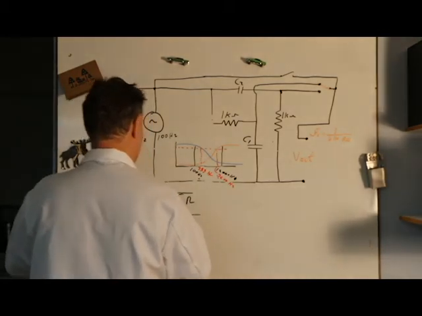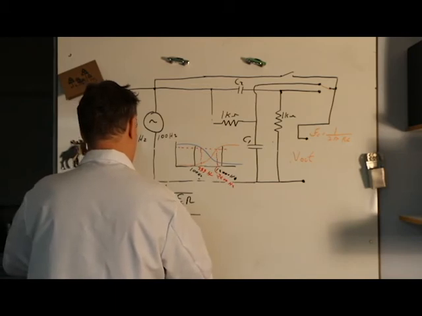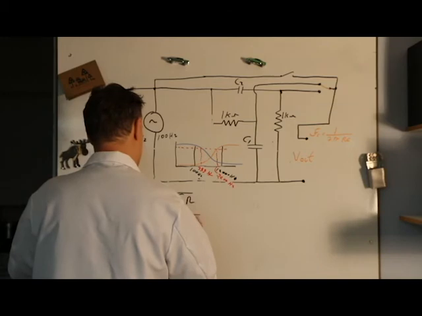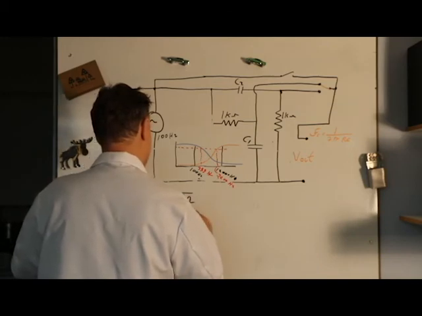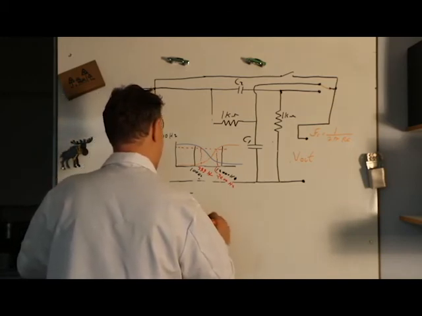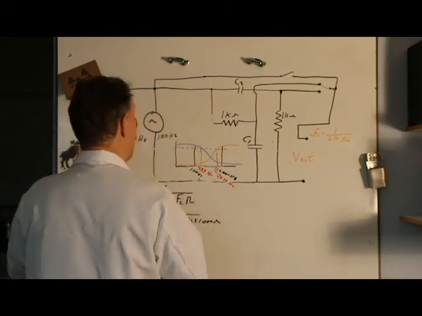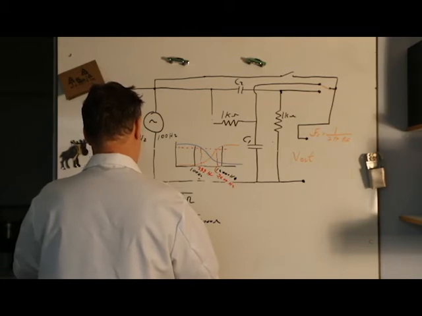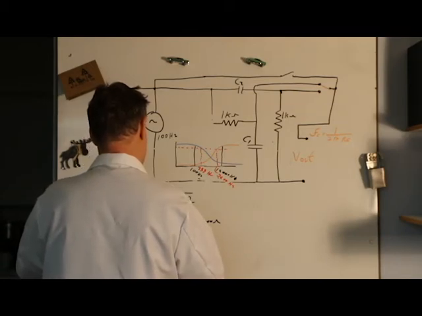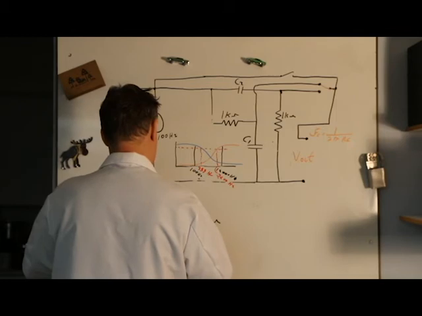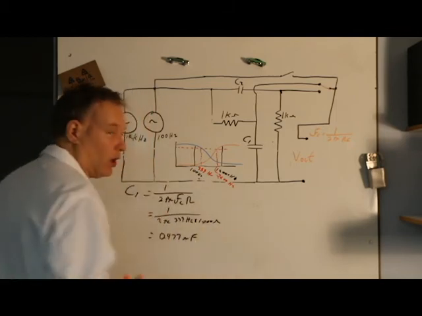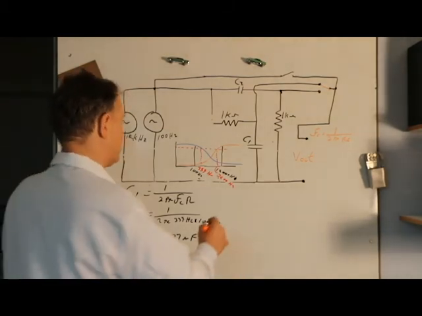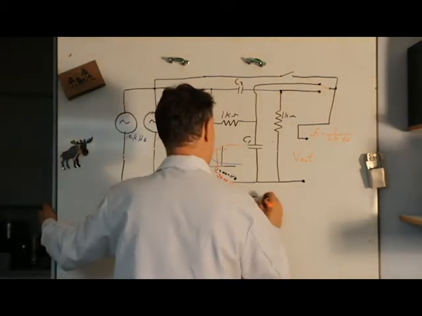Now, if I actually plug these numbers in, I'm going to go 2 pi, and then the frequency for my corner frequency is 333 hertz times 1,000 ohms. Cool. Now I've calculated that, and that comes out to 0.477 microfarads.